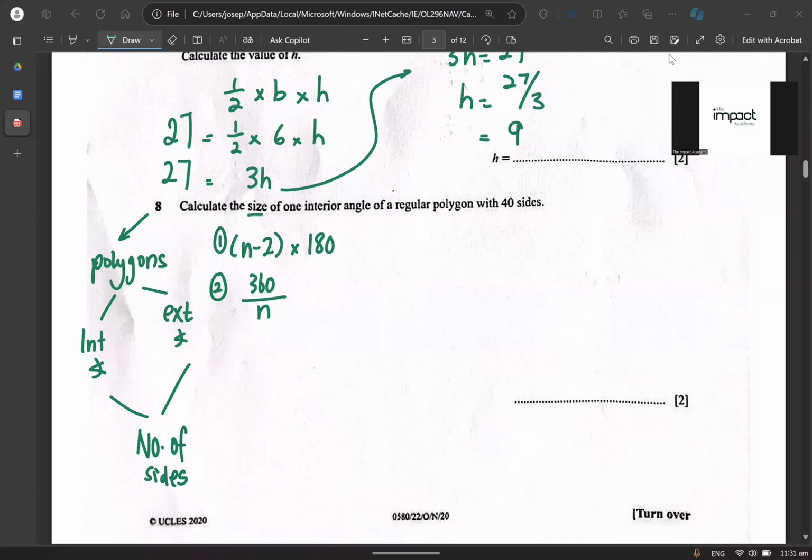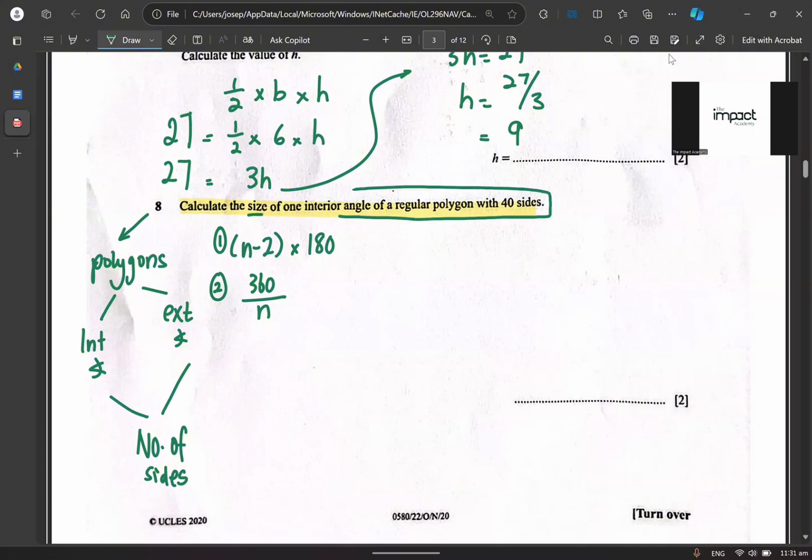So you see, what is the question asking us to find? The question says what? Calculate the size of one interior angle of a regular polygon with 40 sides, right? So the number of sides over here is what? 40 sides. You get what I'm trying to say now? Okay. This is a polygon with 40 sides, you know? You get what I'm trying to say? So what do you think is the measurement?